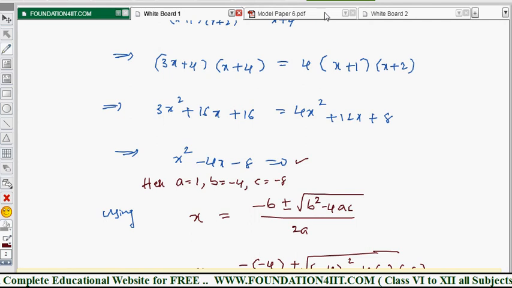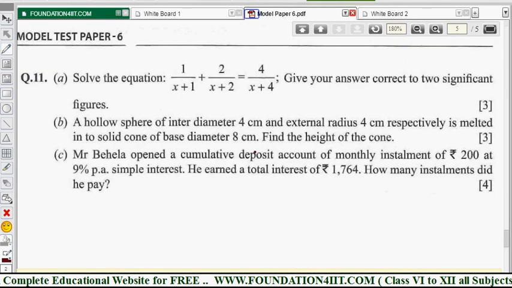And next, next question from this one. Second is from mensuration. A hollow sphere of internal diameter 4 centimeters and external radius 4 centimeters respectively is melted into a solid cone of base diameter 8. Find the height of the cone. So that means the hollow sphere and solid cone volumes are the same. So let us find out the volume for both.